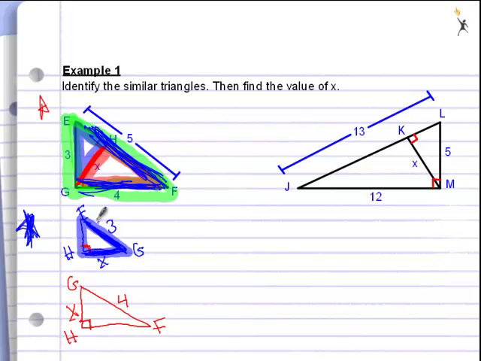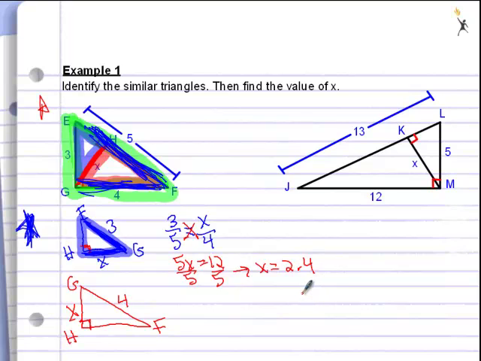Well, you can say that the hypotenuse of my small triangle is proportional to the hypotenuse of my larger triangle. 3 to 5, hypotenuse to hypotenuse. And that should equal, because they're similar, the proportion of X to 4, because that's base to base. Now if I cross multiply, I get 5 times X equals 3 times 4, which is 12. And if I divide both sides by 5, I get X equals 2.4.